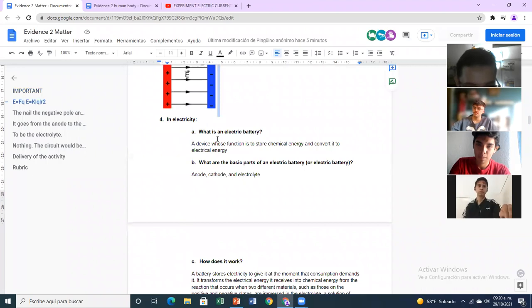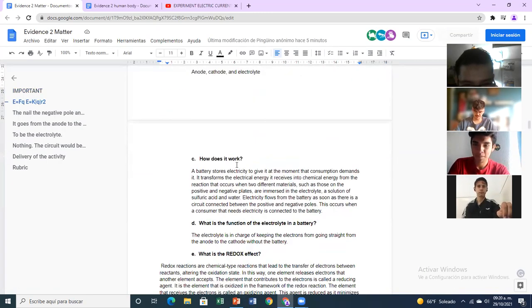Next is the electric battery, a device whose function is to store chemical energy and convert it to electrical energy. What are the basic parts of an electric battery? They are the anode, the cathode, and the electrolyte. And how does it work?